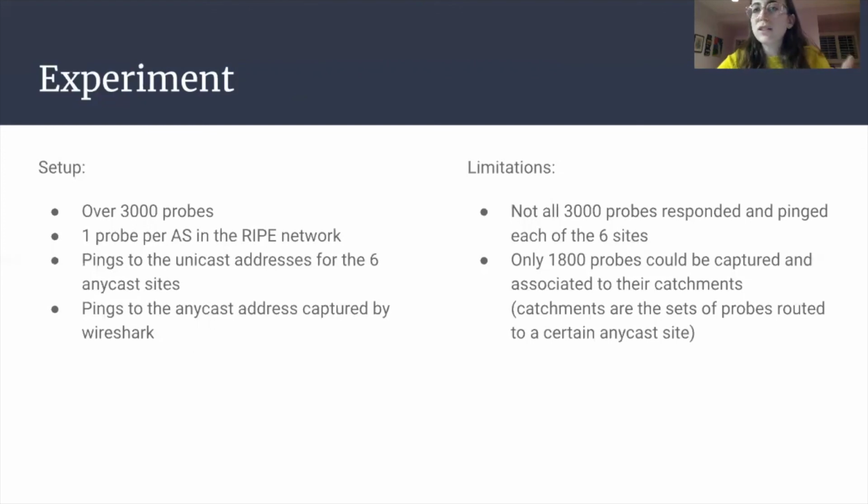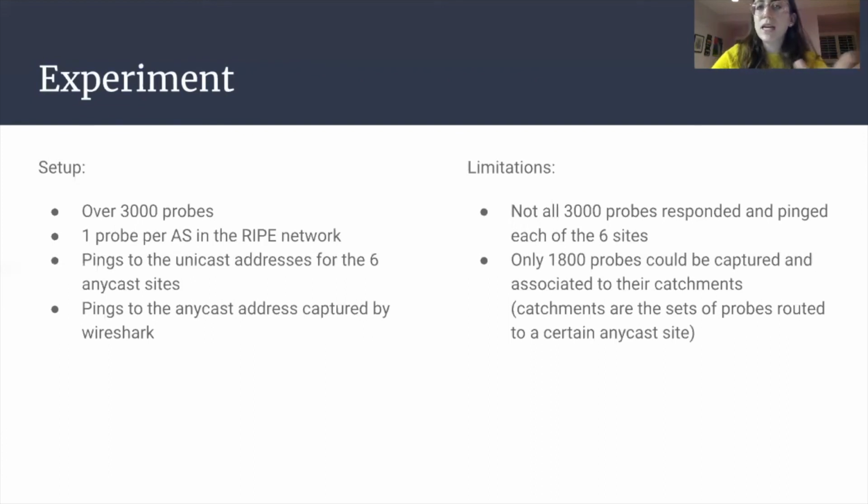The first 6 sets of measurements were pings from the 3,000 probes to the 6 unicast addresses that represented the 6 possible sites for this Anycast system. And then the 7th set of measurements were pings from the 3,000 probes to an Anycast address, where those pings could be routed to any one of those sites that I looked at for the unicast addresses before.